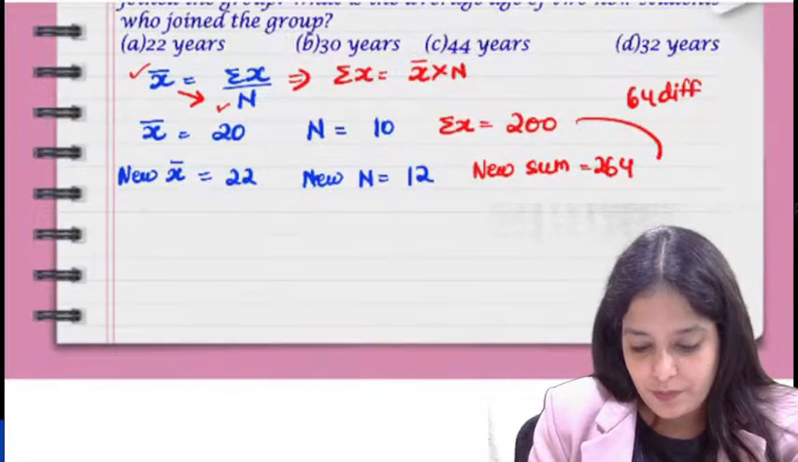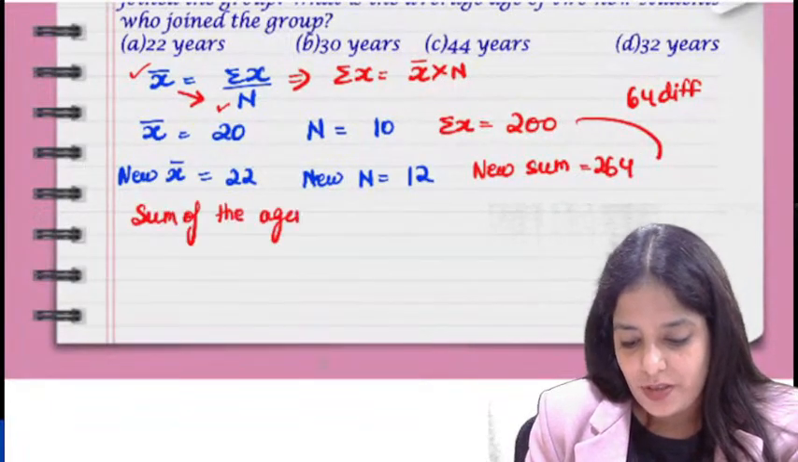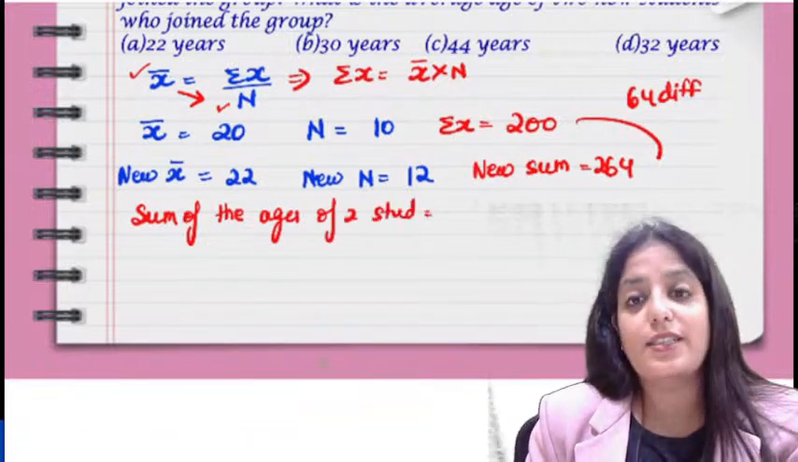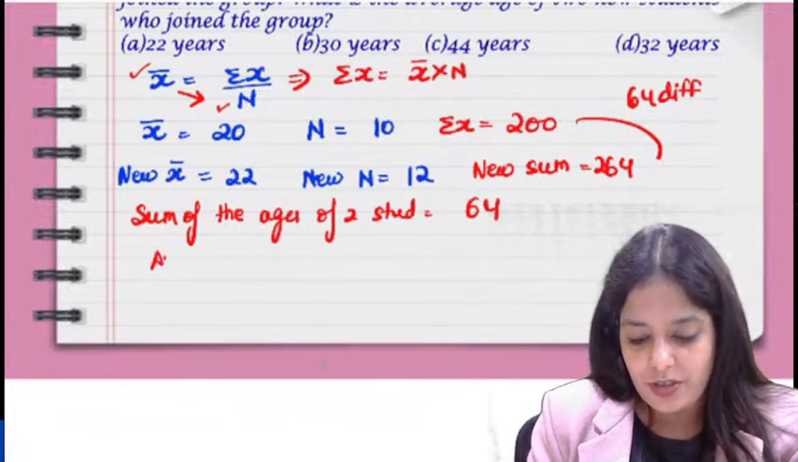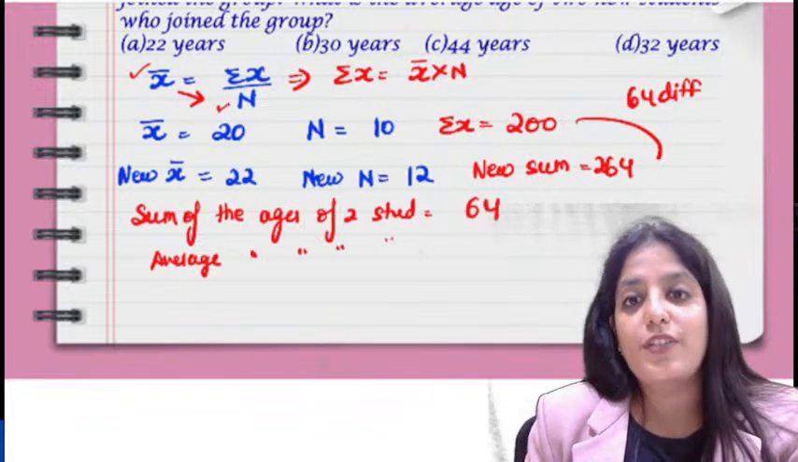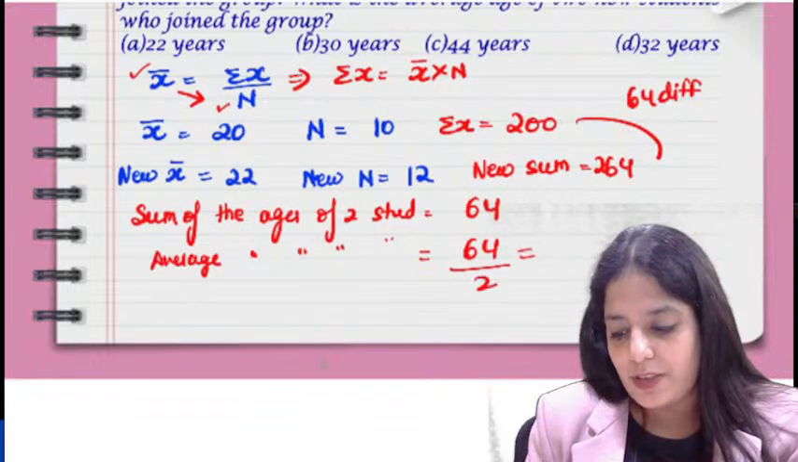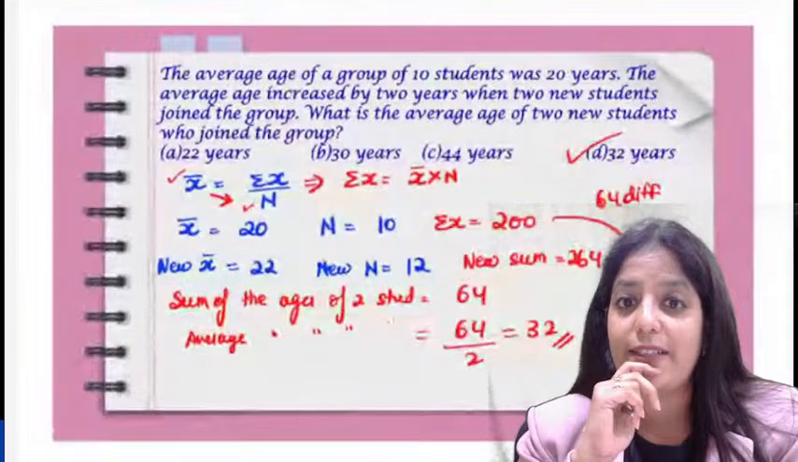So the sum of the ages of 2 students comes out to be 64. Now we need to find the average of the ages of the 2 students. So we have the sum as 64 divided by 2, that is 32. Option D. Option D. I hope it's clear.